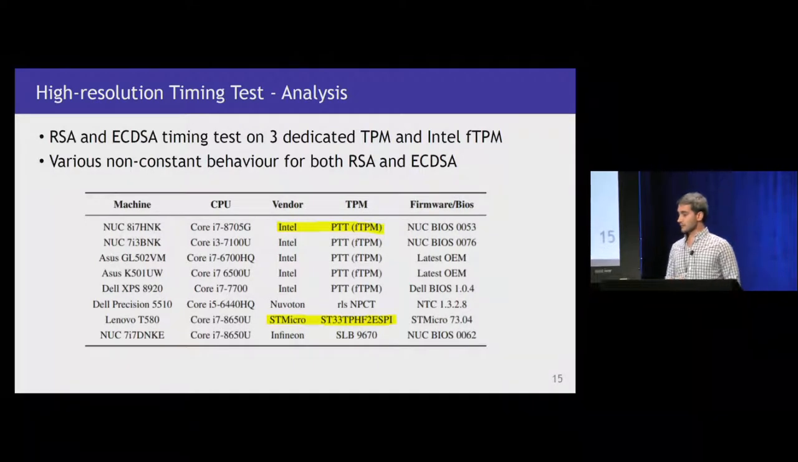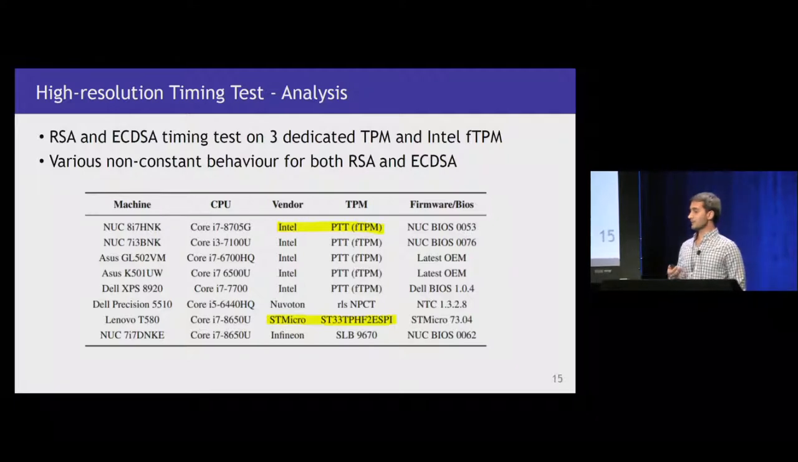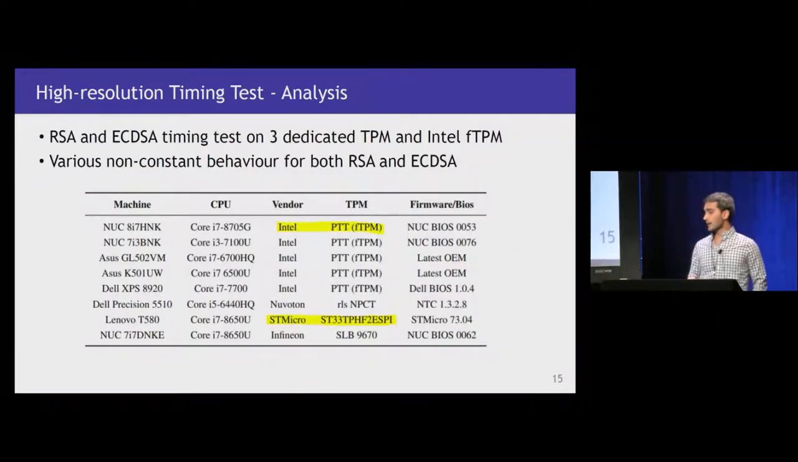So we have this tool. We're going to collect some devices in the lab, like desktop computers, some Intel NUC computers, and laptops, run our tool, and see how these devices behave when we do a timing test on public key schemes like RSA and ECDSA.